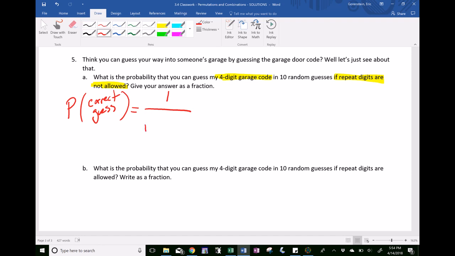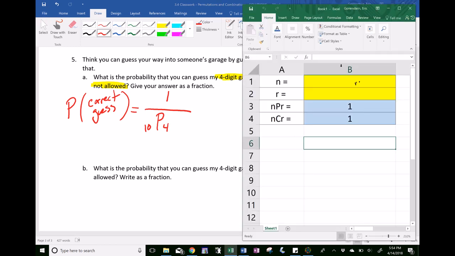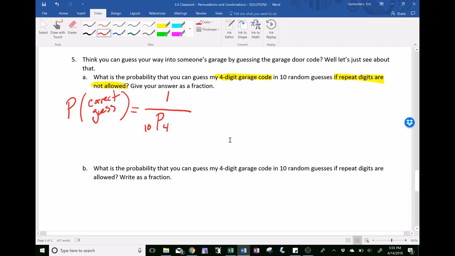So 10 permutation 4. And let's go over here to Excel. 10 permutation 4. 5,040 possible 4-digit codes. So the probability of guessing right should be 1 out of 5,040. We'll leave it at that. Express your answer as a fraction. Okay.